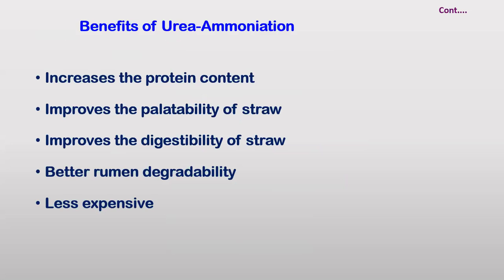So, what are the benefits of urea ammoniation? It increases the protein content and DCP content of the feed, improves the palatability of the straw, improves the digestibility of that particular straw, and improves the rumen degradability of that particular feed, and it is less expensive. The cost of the urea is not much, so it is less expensive also. So these are the benefits of the urea treatment.